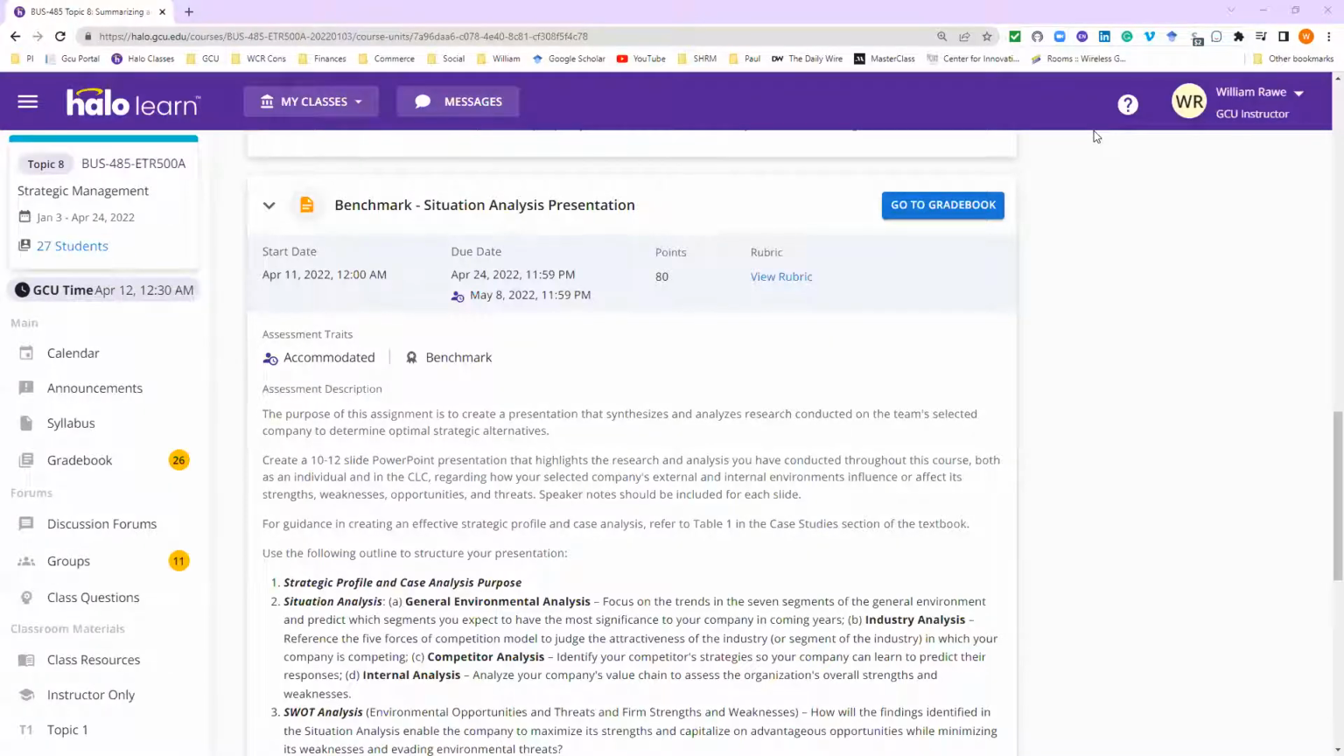All right, then the second assignment that's due is also a benchmark. It's called Situation Analysis Presentation. It's also worth 80 points. So the 2 assignments together are about 160 points.